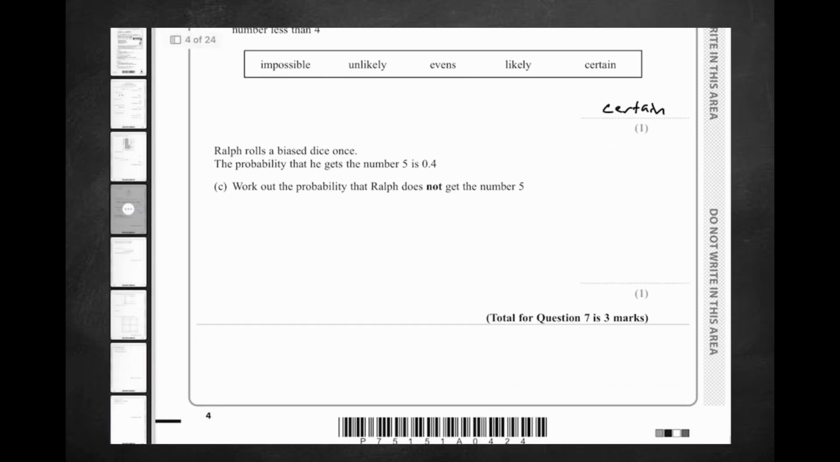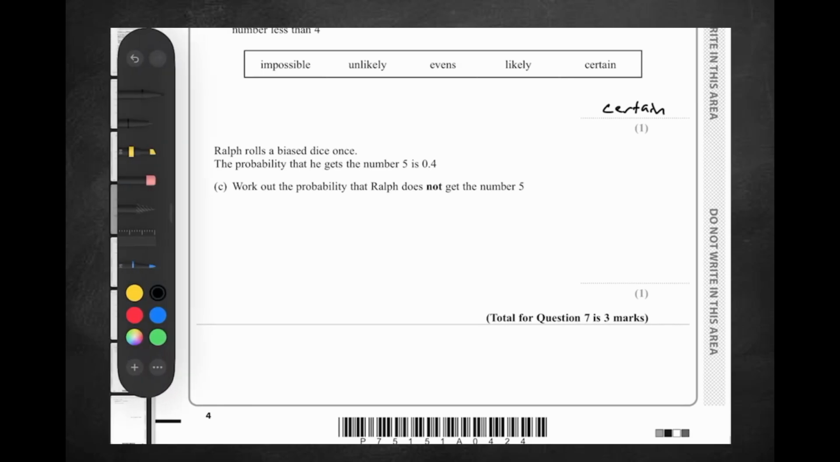And part C, Ralph rolls a biased dice once. The probability that he gets the number 5 is 0.4. Work out the probability that he does not get the number 5 would be 1 minus 0.4, which would be 0.6.